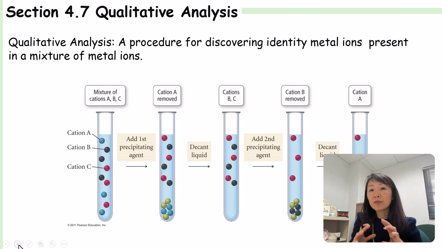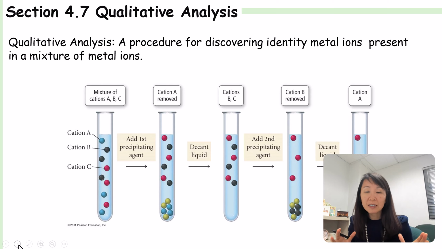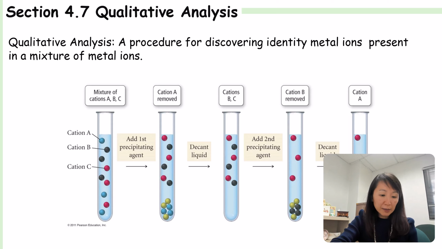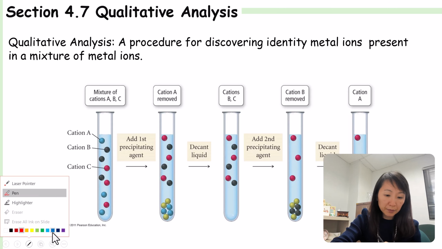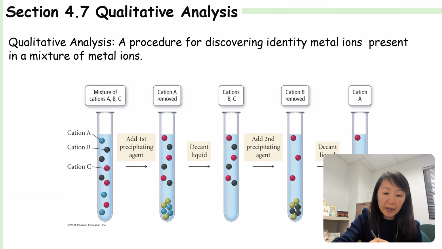So here is sort of an experiment, a very simplified experiment that will help you understand what I mean by identifying the metal. Here in this test tube, there's cation A, cation B, and cation C. They're cations because a lot of the metals are going to be positively charged. So these are mixed in with water and you can't see them. Let me label this. So cation A, B, and C, these are all in aqueous form, so you can't see them.